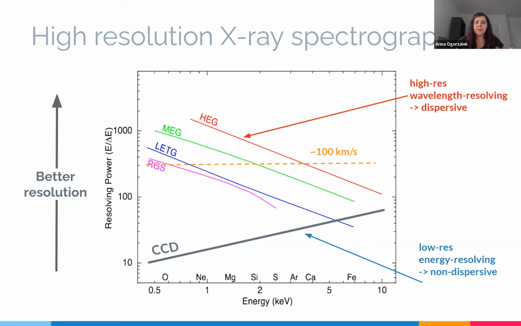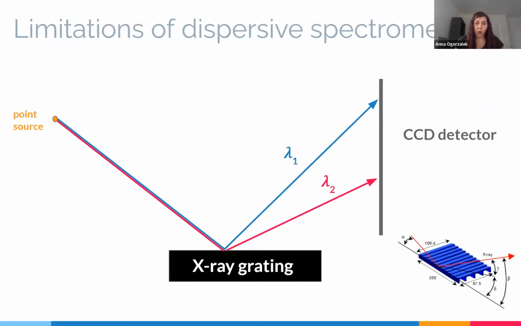It is interesting because actually the X-ray regime is where the dual nature of light truly comes to life. We can basically use the wave approach or the particle approach to detect the light. Currently the high resolution detectors are dispersive, wavelength resolving kind. Unfortunately, these kinds of detectors are fundamentally limited, and let me explain why.